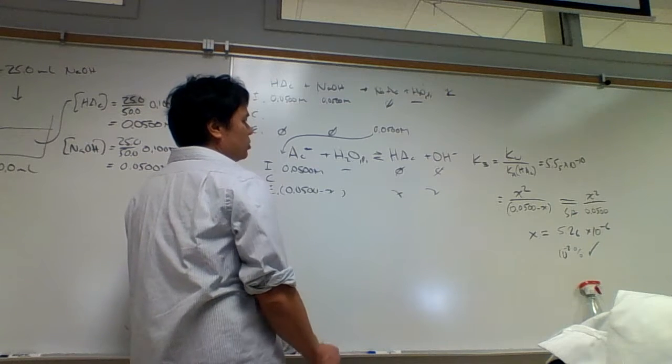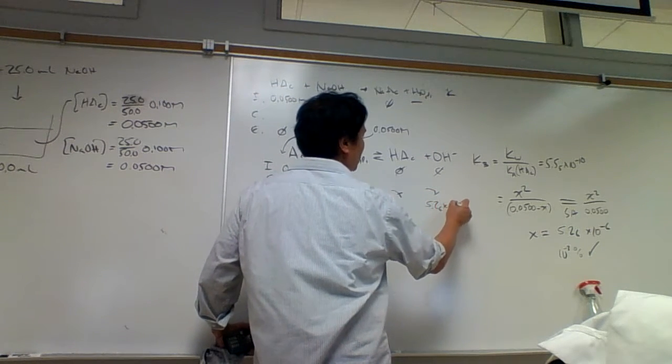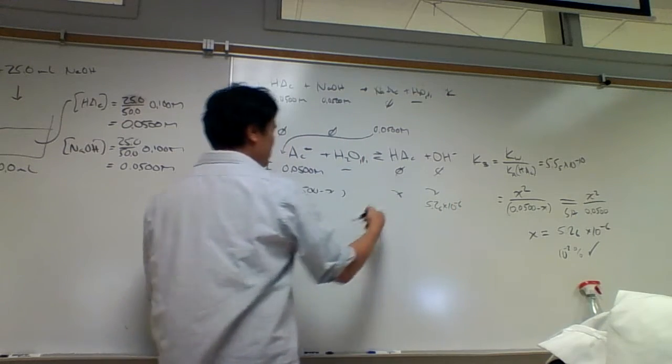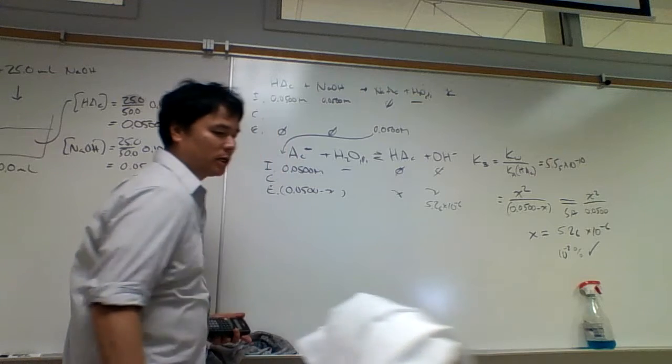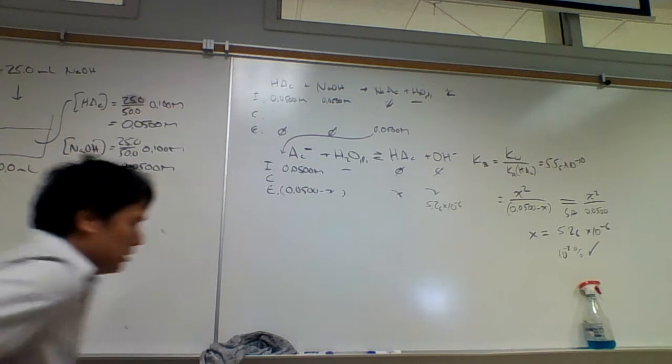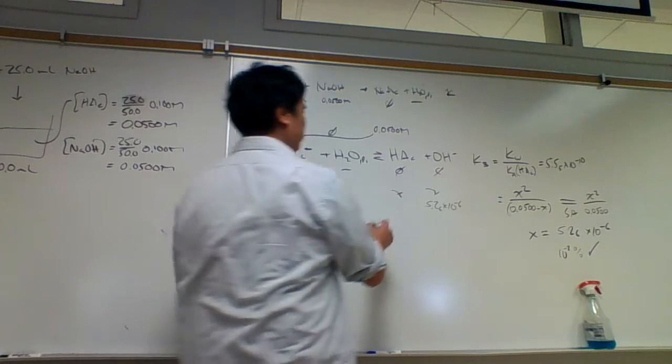And let's double check these. This is going to be 5.26 times 10 to the minus 6. This is the same. This is going to be about 0.05. And so let's double check K to make sure it works out. So I'm going to square this in my calculator and then divide it by 0.05. And it comes out to 5.55 times 10 to the minus 10. And so K checks out. We're good.